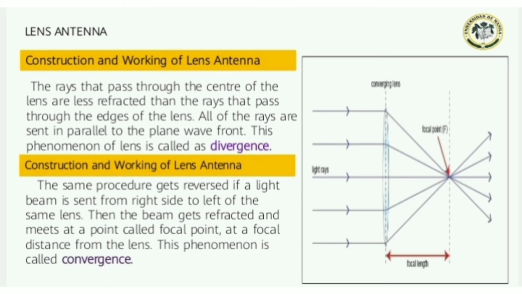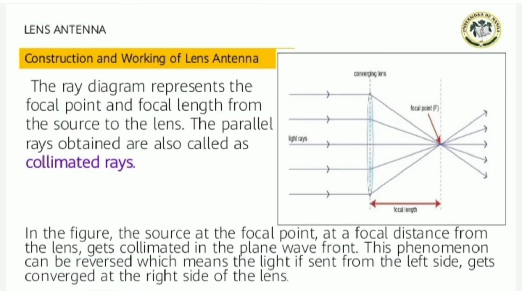The same procedure gets reversed if a light beam is sent from the right side to the left of the same lens. Then the beam gets refracted and meets at a point called the focal point, at a focal distance from the lens. This is called convergence. The ray diagram represents the focal point and focal length from the source to the lens. The parallel rays obtained are also called collimated rays.